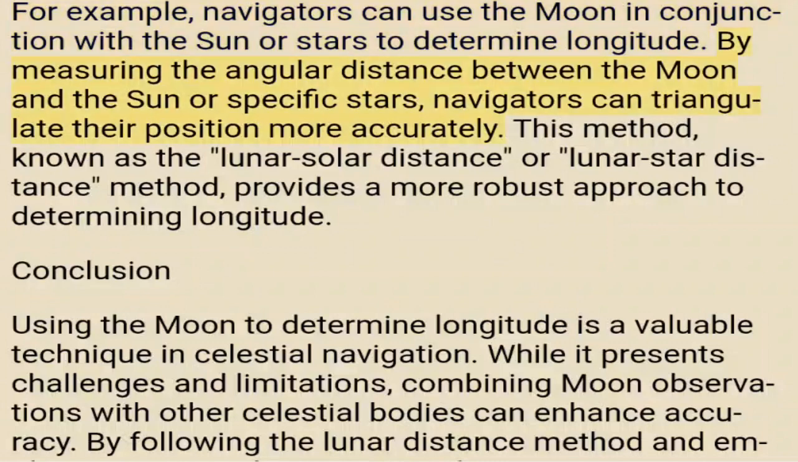By measuring the angular distance between the moon and the sun or specific stars, navigators can triangulate their position more accurately. This method, known as the lunar solar distance, or lunar star distance, method, provides a more robust approach to determining longitude. Conclusion. Using the moon to determine longitude is a valuable technique in celestial navigation. While it presents challenges and limitations, combining moon observations with other celestial bodies can enhance accuracy.